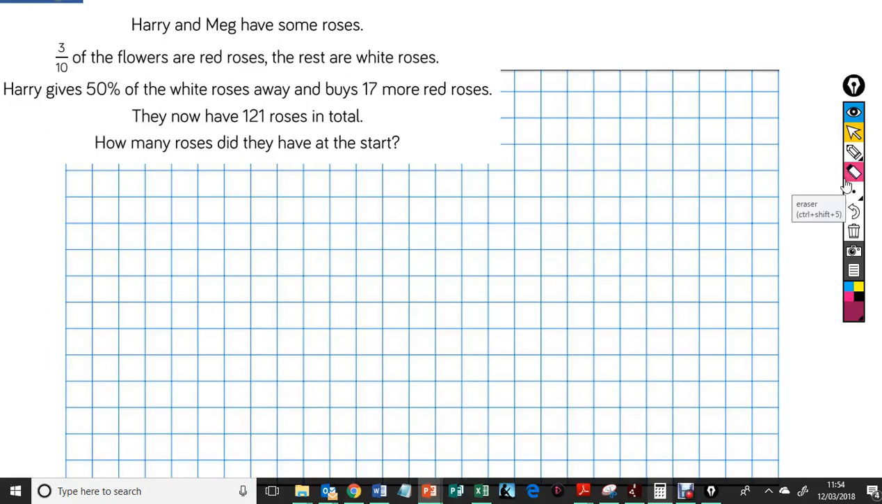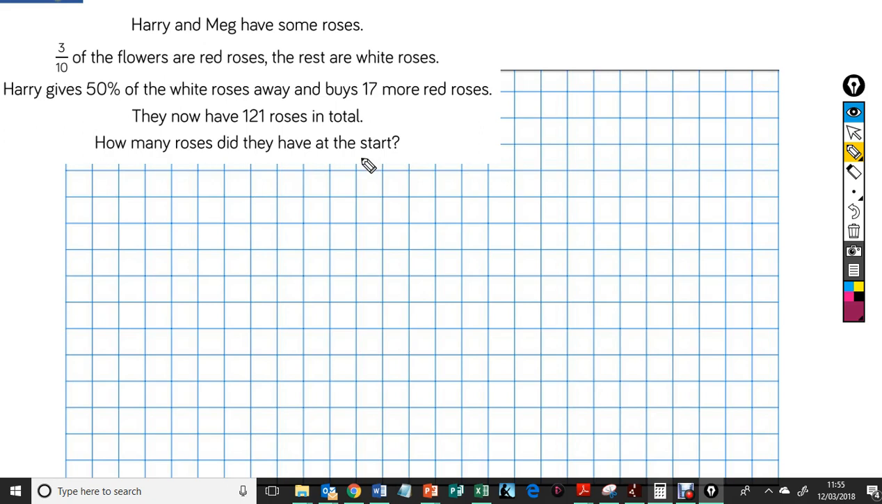Okay, a White Rose Maths Barvember bar modelling question. It's not a particularly difficult one, but it is a very nice one, I think, and certainly worth doing a video for. Right, Harry and Meg have some roses. 3/10 of the flowers are red roses, the rest are white roses. Harry gives 50% of the white roses away and buys 17 more red roses. And they now have 121 roses in total. We are asked then, how many roses did they have at the start?